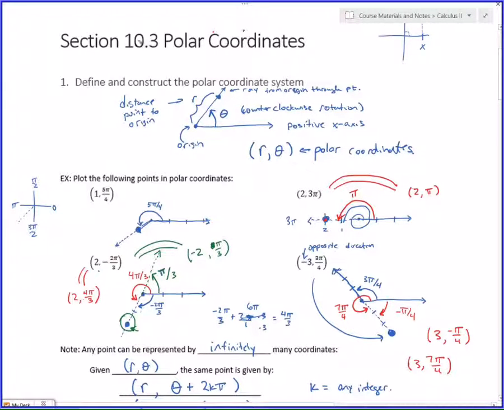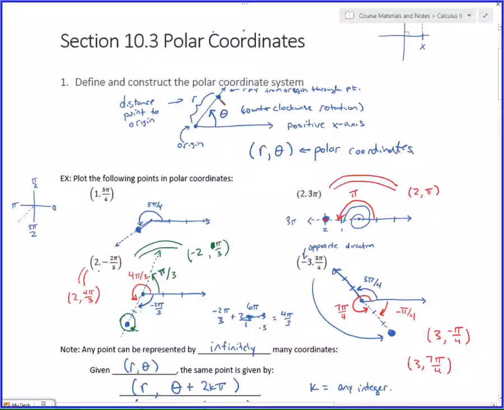In 10.3, we introduced something known as the polar coordinate system, which for most of you should not be entirely new. You should have seen this in your calculus, pre-calculus or trigonometry. But even if you didn't see it, it's not that hard of a concept. This is what we did on Friday last week, or 2 weeks ago now, thanks to spring break.